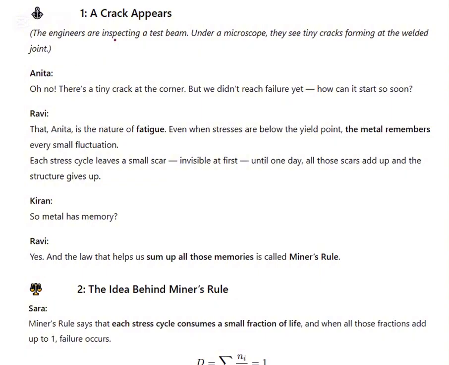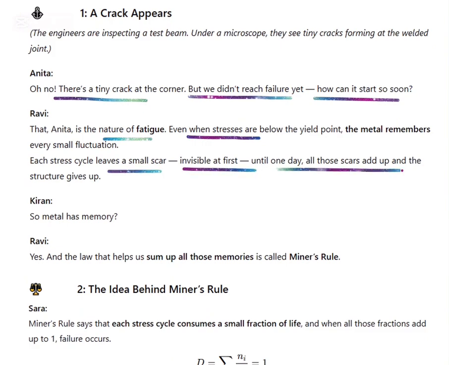So let's see one more. Oh, there's a tiny crack at the corner, but we didn't reach full failure yet. How can it start so soon? That's the nature of fatigue. Even when stresses are below the yield point, the metal remembers every fluctuation. Each stress cycle leaves a small scar, invisible at first, until one day all those scars add up and the structure gives up. So that's metal's memory.